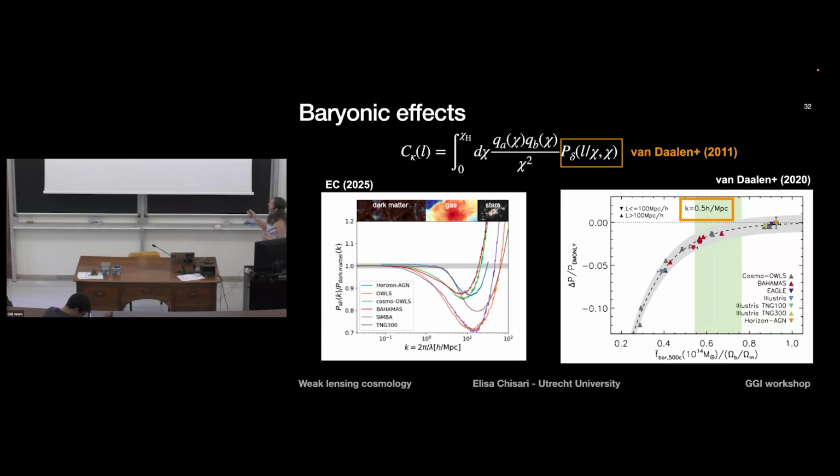When you move away from k of 0.5 and go to higher k's, you can look at this paper. I think they have some plots for that. Then this relation starts to break, and you need more than one parameter to describe the impact of baryons on the matter power spectrum.